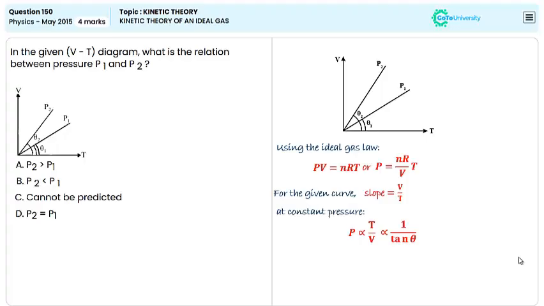From the diagram, we can see that theta 1 is less than theta 2. That is because tan theta 1 is less than tan theta 2. Since we have pressure inversely proportional to tan theta, we get P1 is greater than P2. Hence the correct answer is option D, P2 less than P1.